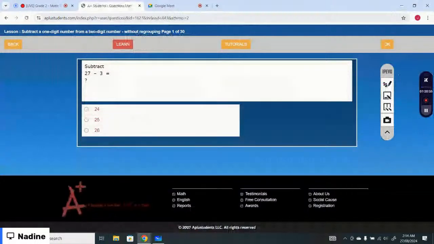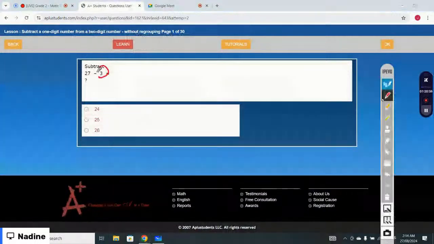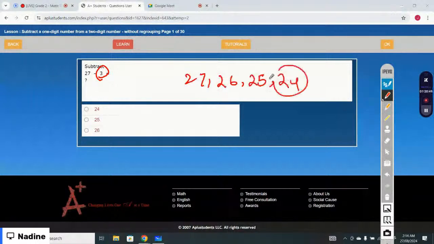Subtract 27 take away 3. So you need to count back 3, right? So start with 27 and count backward 3, right? That is 26, 25, and 24. So you end up on 24.